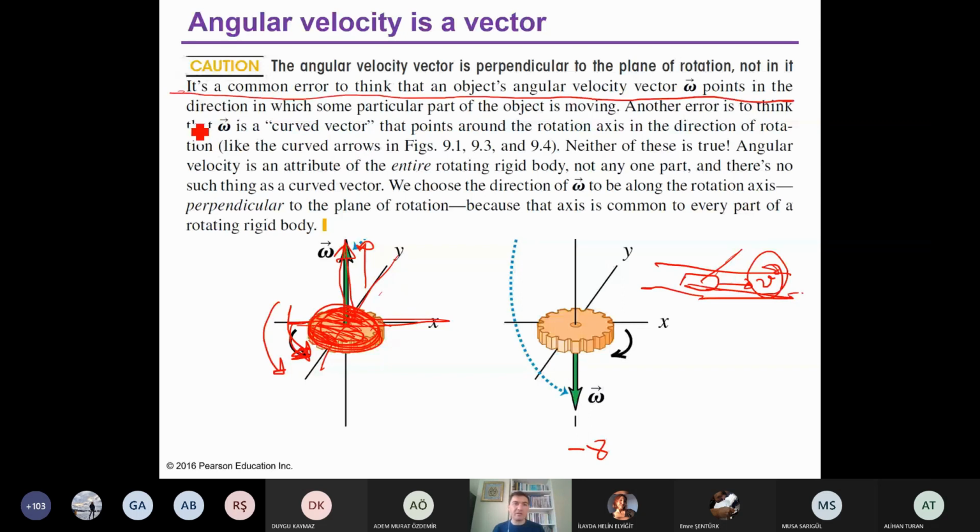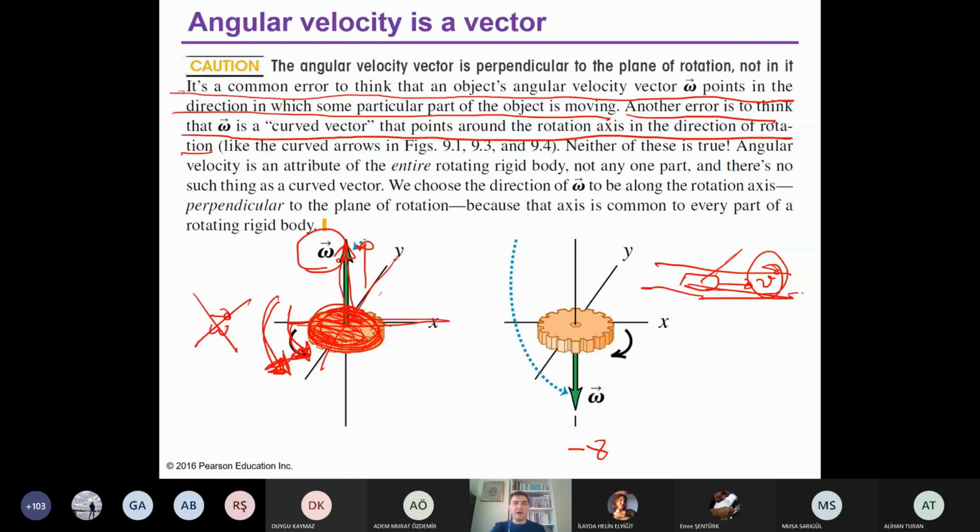So here, again, caution, it is a common error to think that an object's angular velocity vector, omega, points in the direction in which some particular part of the object is moving, okay? This is not correct. Another error is to think that omega vector is a curved vector that points around the rotation axis in the direction of rotation. So this is not the omega vector, okay? This is not the omega vector. Omega vector is this one.